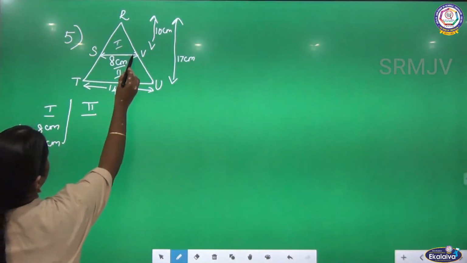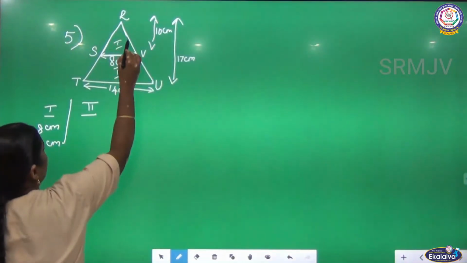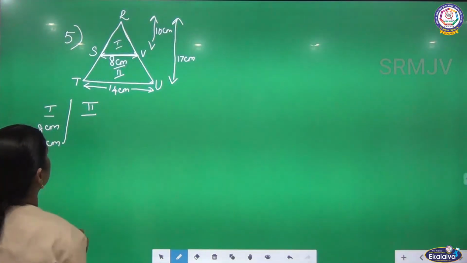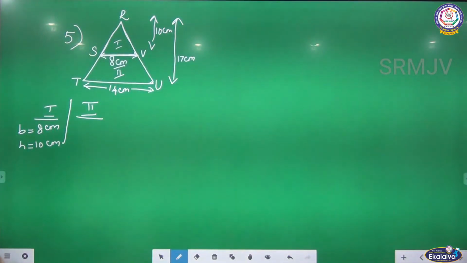See, this is a trapezium. Sorry, ma'am. See, this is the area of a triangle and this is a trapezium. So for the trapezium, what am I going to find out? See this?